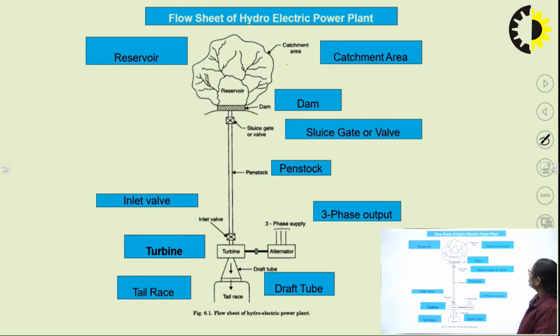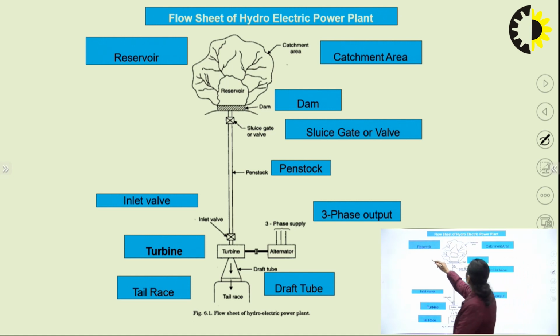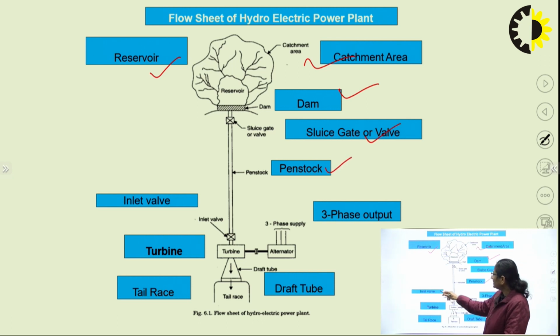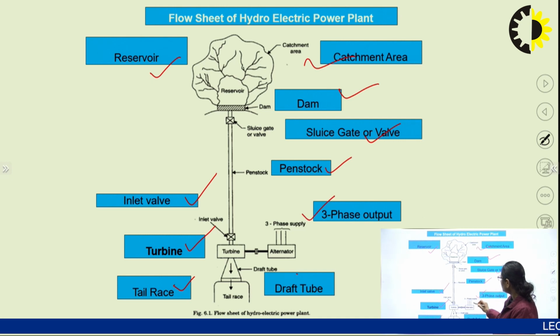The flow sheet of a hydroelectric power plant represents the various parts of the plant, like the reservoir, the catchment area, the dam itself, sluice gate or the valve, the penstock, the inlet valve, the turbine, tail race, the draft tube, and the three-phase output through the generator or the alternator.